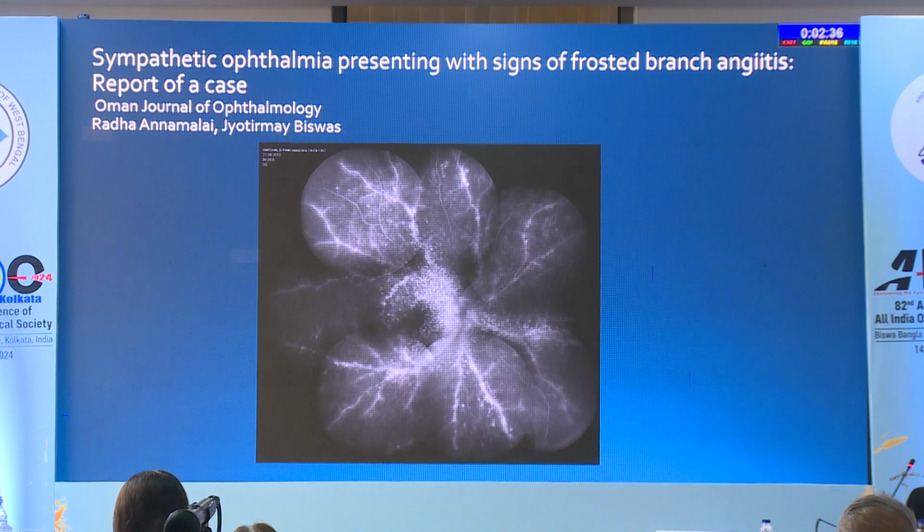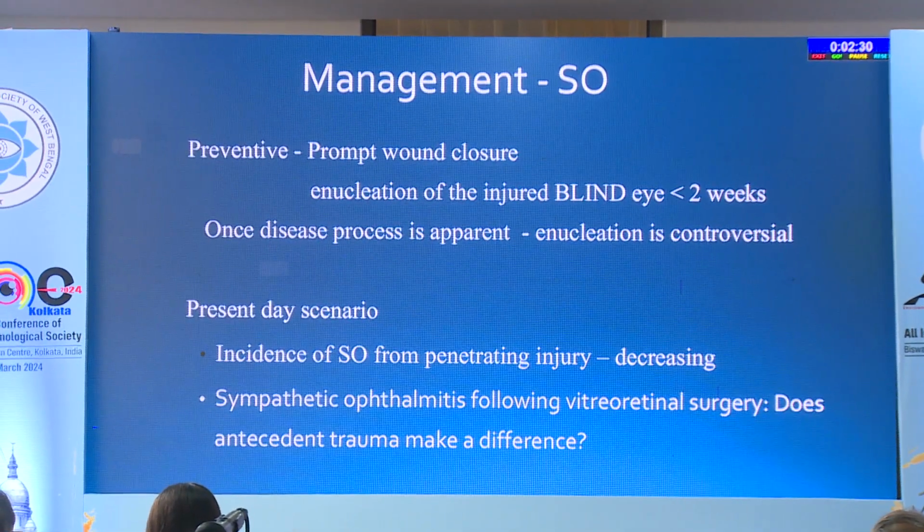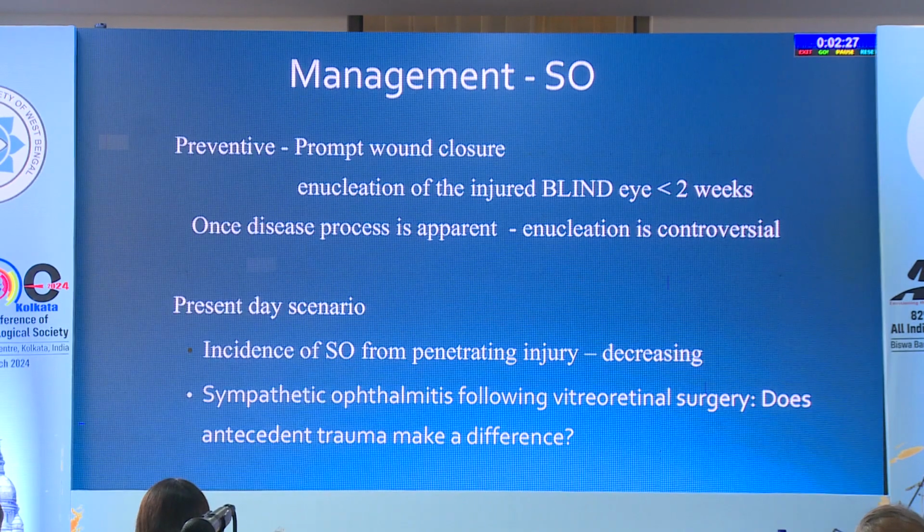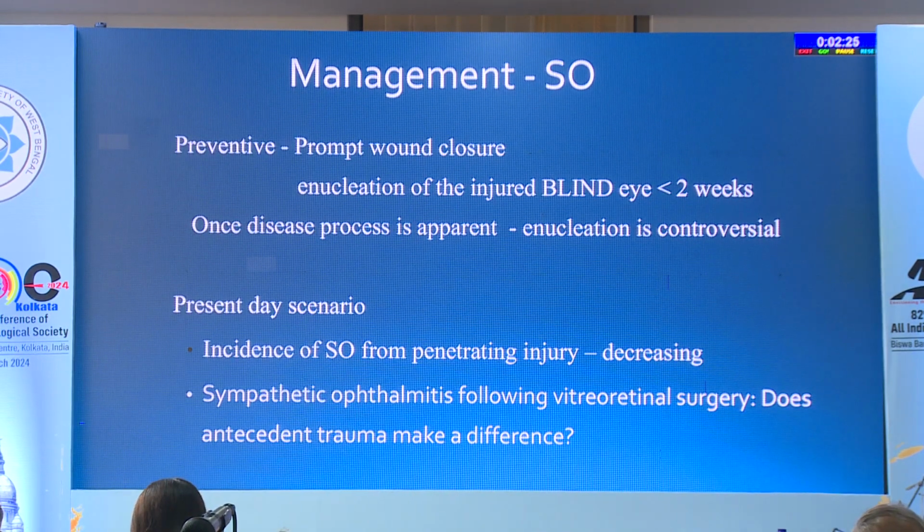This is a rare case of sympathetic ophthalmia presenting with signs of frosted branch angiitis, which was published by Dr. Biswas. The best way to manage sympathetic ophthalmia is prompt and good wound closure. Enucleation of the injured blind eye within 2 weeks can help in reducing the incidence. But once the disease process is apparent, enucleation is controversial.